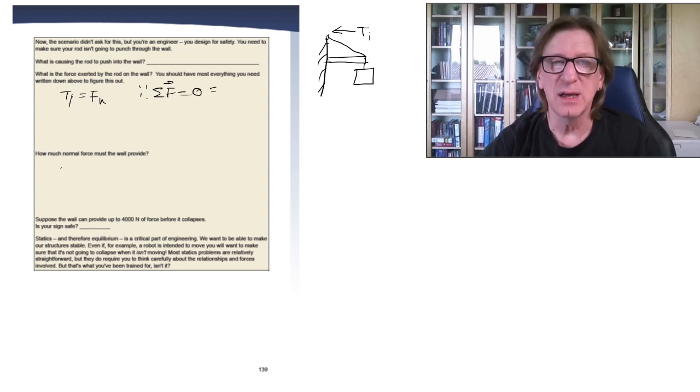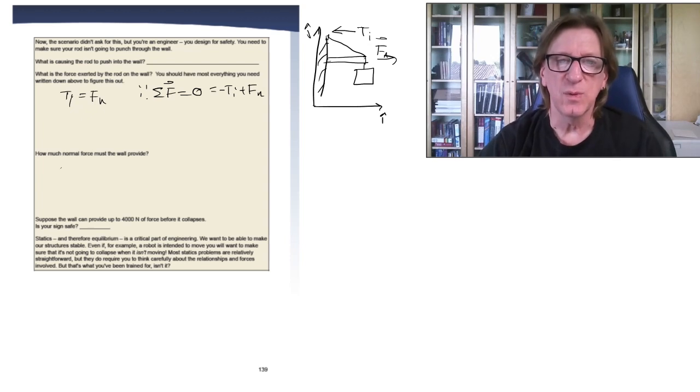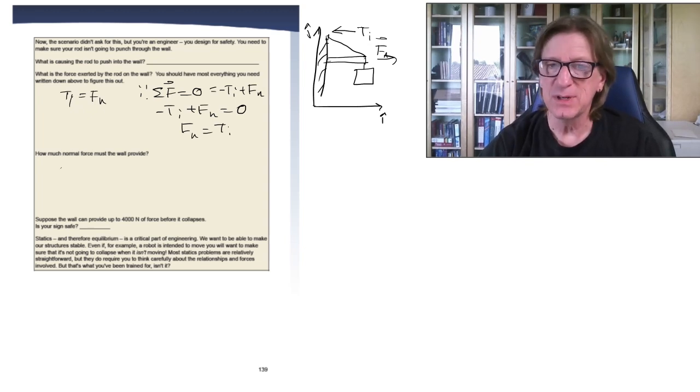So that means that adding up my forces, let's remind ourselves of our coordinate system. This is I hat, this is J hat. Can't change it once we've set it. And so this means I'm going to have minus Ti plus Fn, because my wall is providing my normal force in that direction. Writing this down, this is minus Ti plus Fn equals 0. So my normal force is equal to Ti. All right, can I figure out what that Ti is? Well, sure, because I know the total tension, don't I?